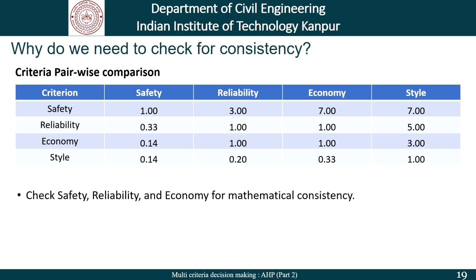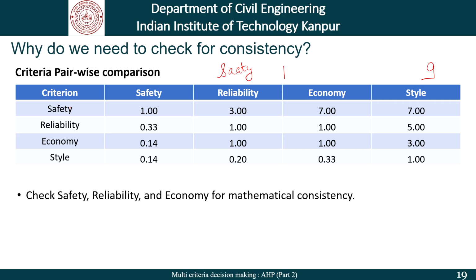Now, let us try to see this with our example of the car. We had said that we have 4 criteria: safety, reliability, economy and style, and we had created this pairwise comparison matrix. Now, let us check for mathematical consistency in the numbers which we have given for safety, reliability and economy. Let us remember that we were using Saaty's fundamental scale, where 1 meant both the cases are equally preferred and 9 meant one of the criteria is extremely preferred over another.